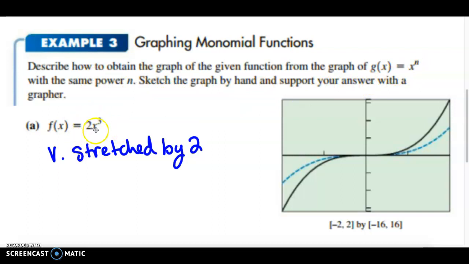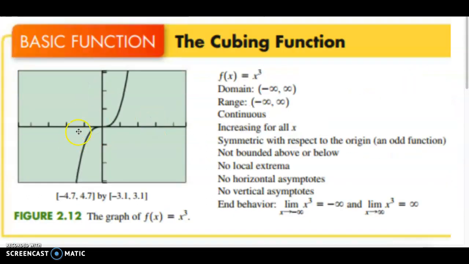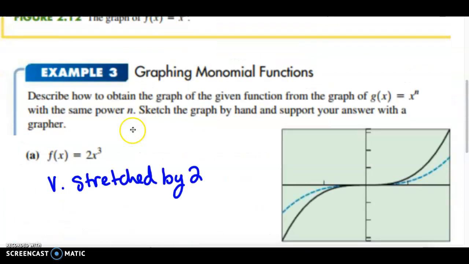So if we know that x cubed looks like this, we would just vertically stretch 2x cubed by 2. So the original function would be flatter than the stretched function. So the original one would be the dotted line.